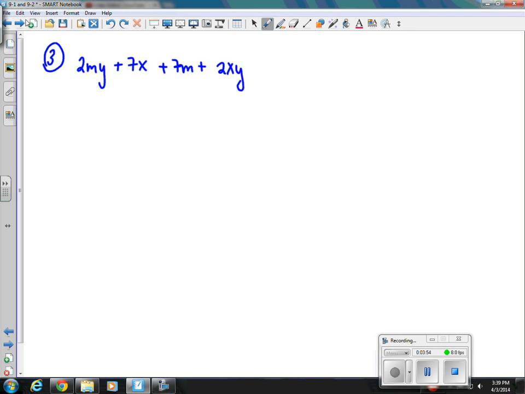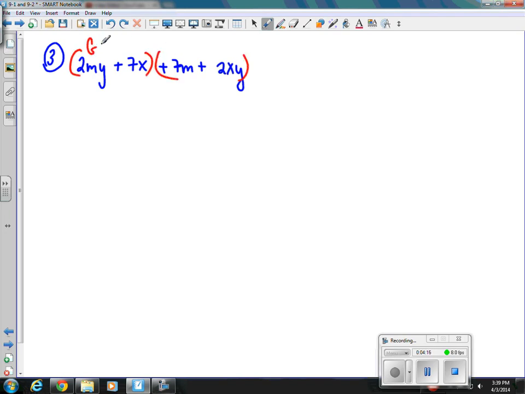Example 3 has 2my plus 7x plus 7m plus 2xy. So step 1, check all 4 terms for GCF. Our smallest number is 2, and 2 cannot go into 7 evenly, and they do not have any variables in common. So where it has 4 terms, we group the first 2. We group the second 2.